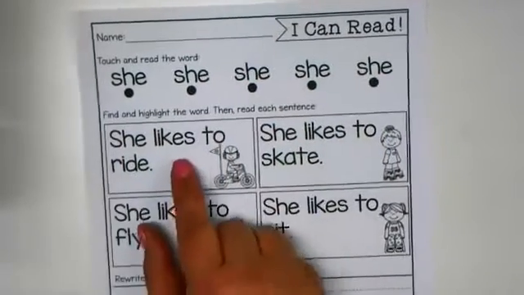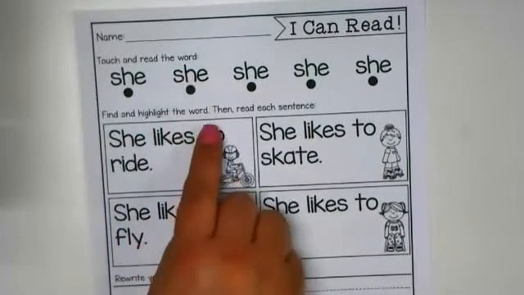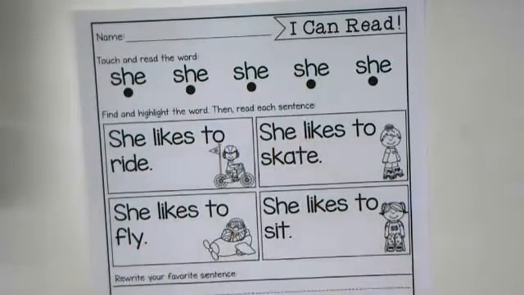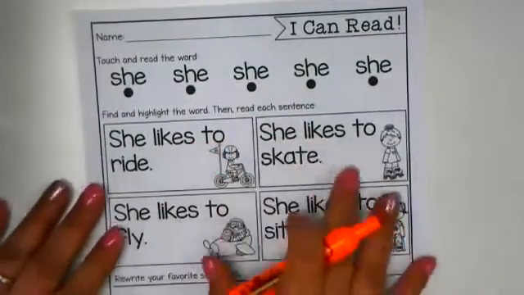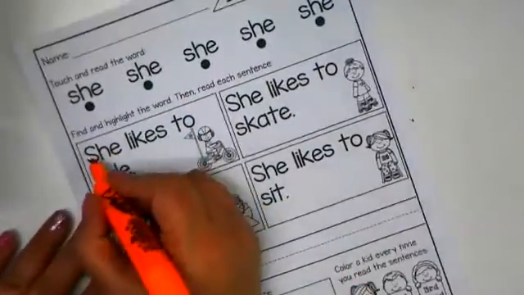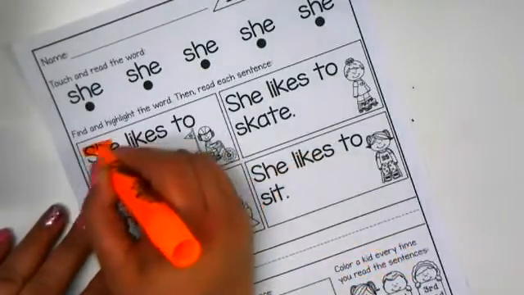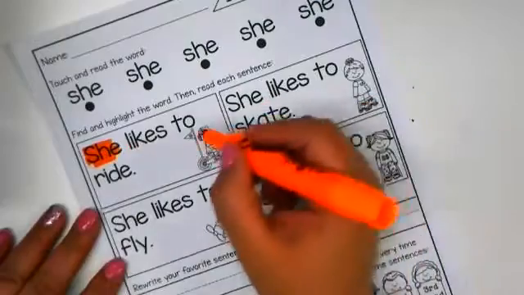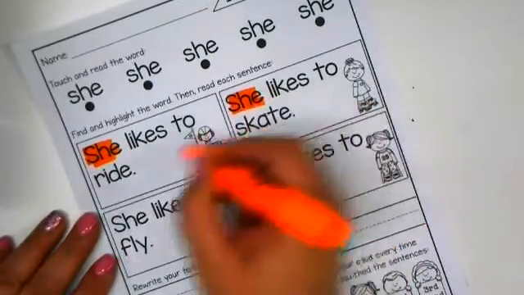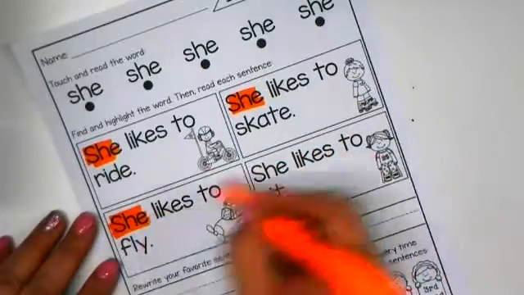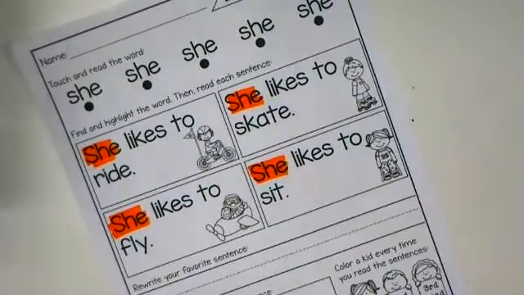Now down here in this next section, what they want you to do is find and highlight the word, which is the word she, then read each sentence. So what you're going to do is take the lid off of your highlighter, okay? And then every time you see the word she, S-H-E, whether it's at the beginning or in the middle or at the end of the sentence, you're going to go over it lightly like this and highlight it so that it just reminds you when you read it, that's one of our new words, okay? So you can recognize it. So just go through here and highlight everywhere you see the word she.